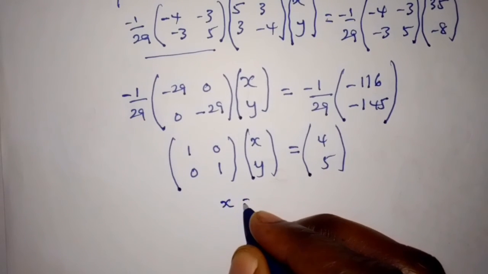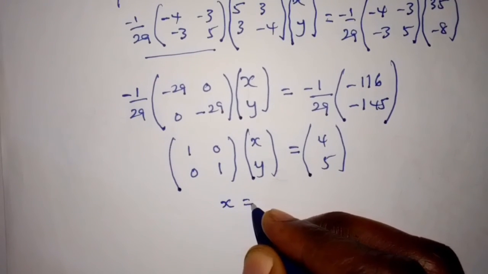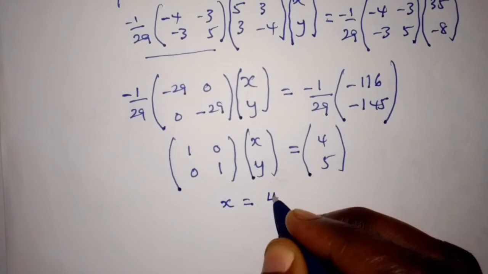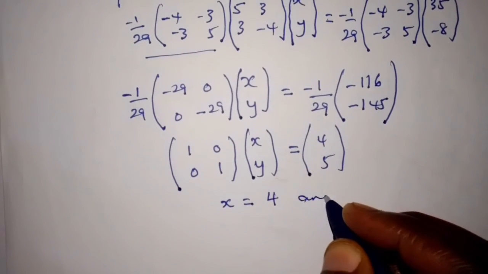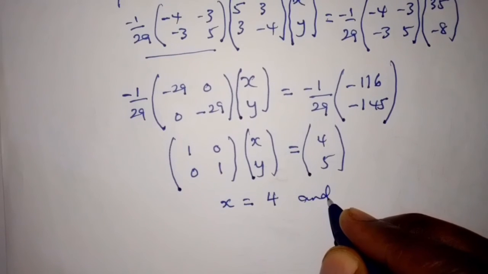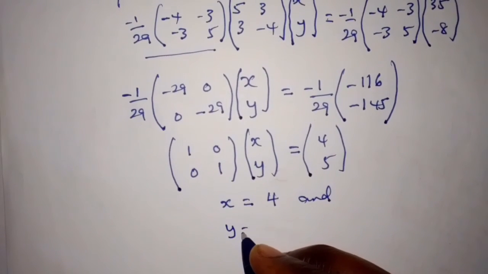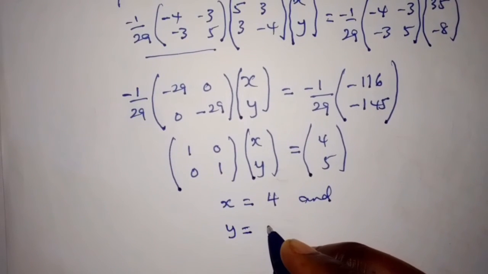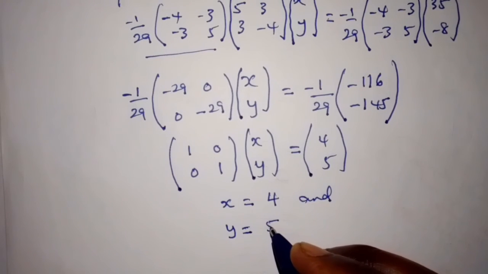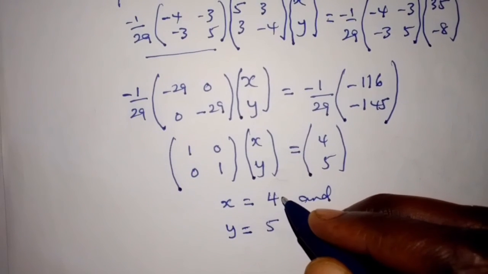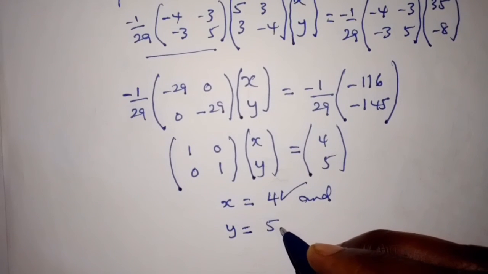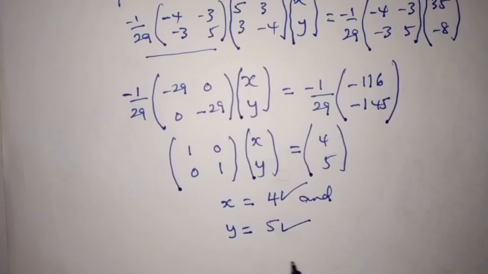So from here, our x is equal to 4, and our y is equal to 5. x is equal to 4. y is equal to 5.